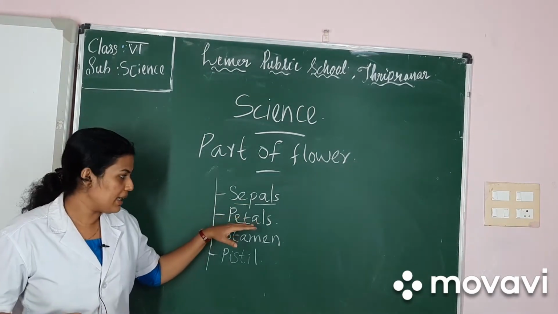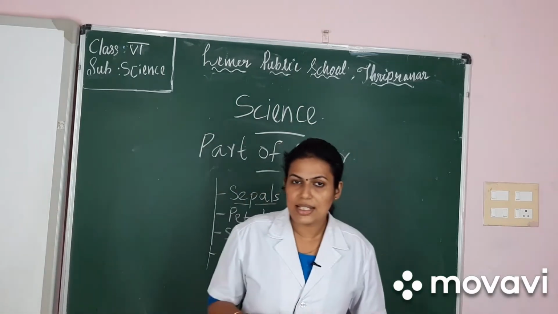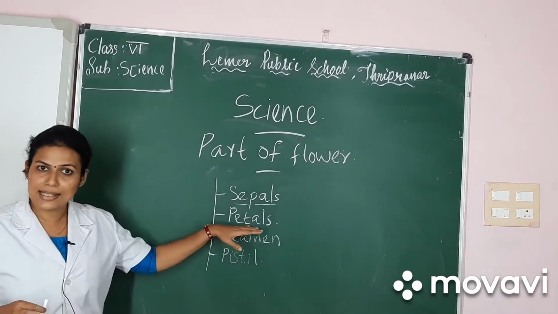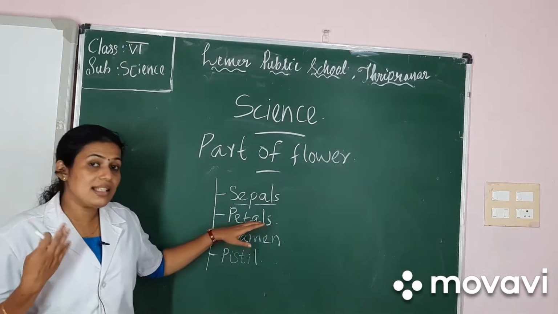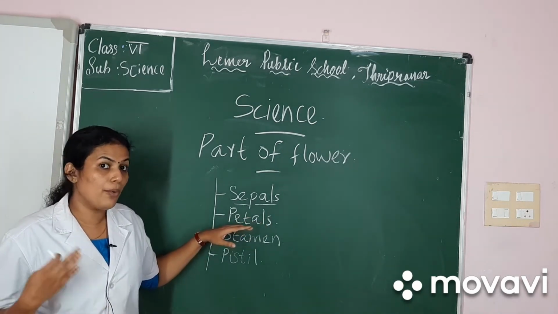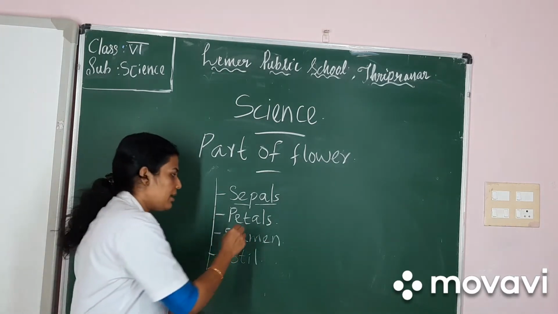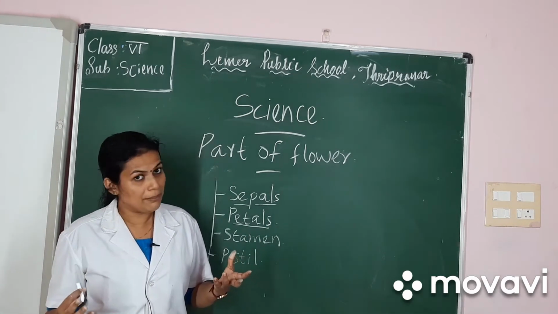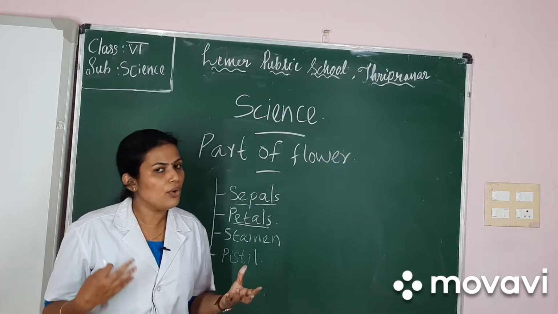Now let's learn the second part, that is petals. We see flowers in different colors, isn't it? The bright colored part of the flower is called petals. They are brightly colored due to the presence of colored pigment, and these colored petals attract the insects that help in pollination. We will learn about pollination later in this chapter.